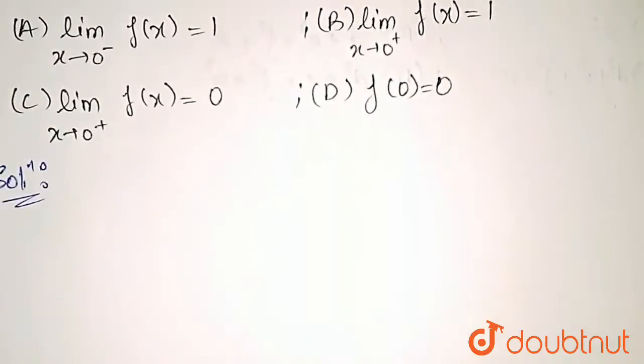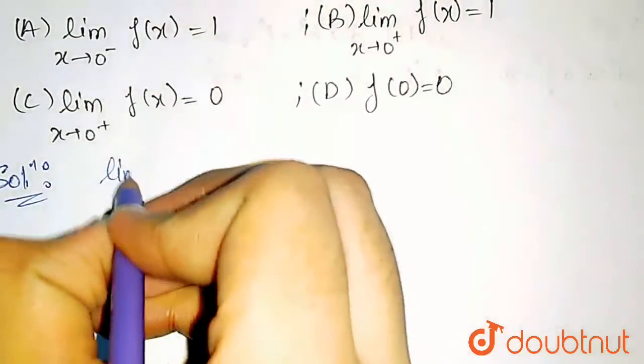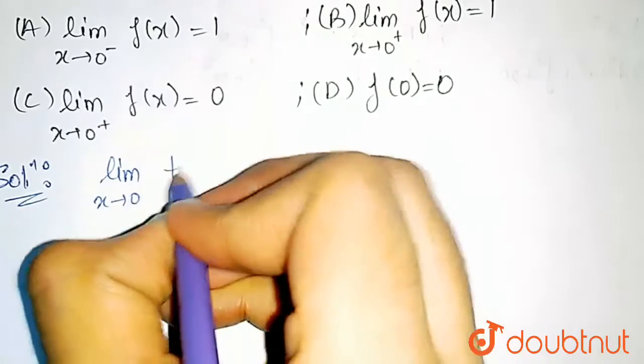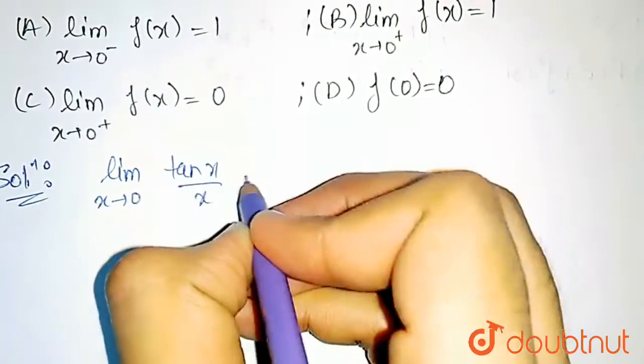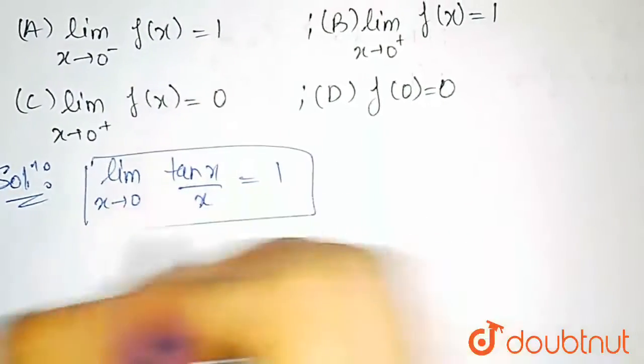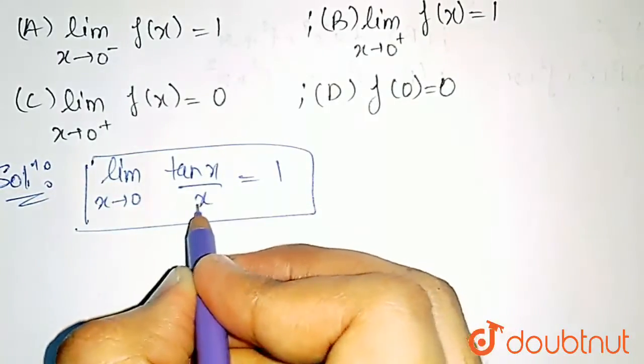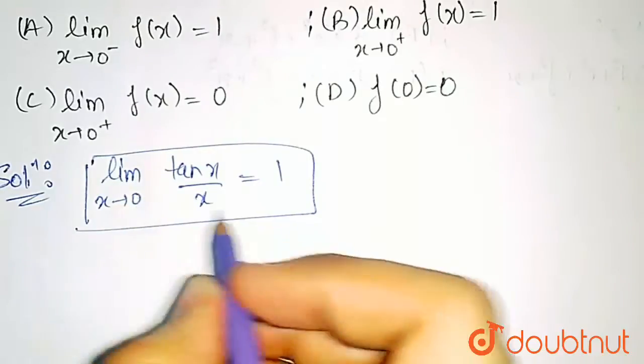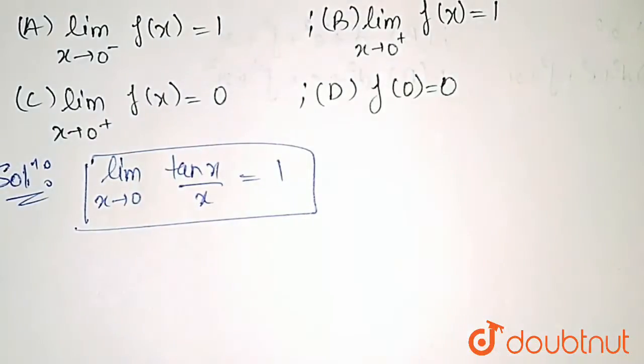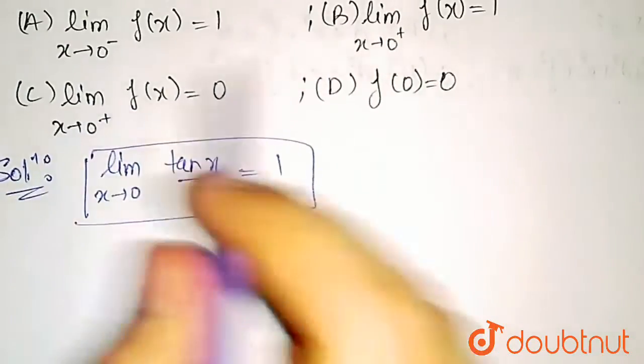First of all, we know that limit x tending to 0 of tan x by x is equal to 1. Here the numerator is also tending to 0 and x is also tending to 0, then only it is equal to 1. So now let us check each and every option.